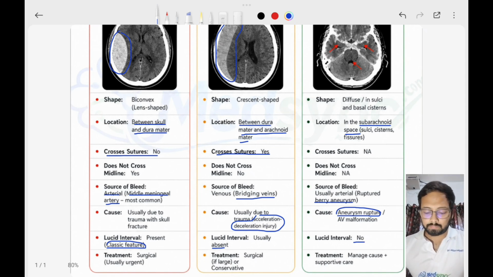And for treatment, the epidural hematoma will require urgent surgical treatment. Subdural hematoma will require surgical treatment if the hematoma is large. Otherwise, we can do conservative treatment. And for subarachnoid hemorrhage, the treatment will be management of the cause and supportive care.